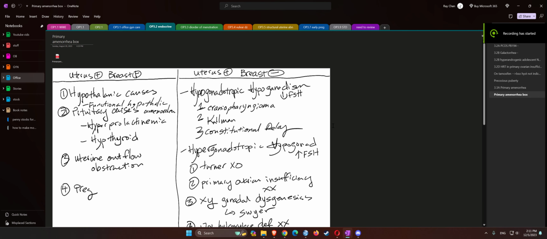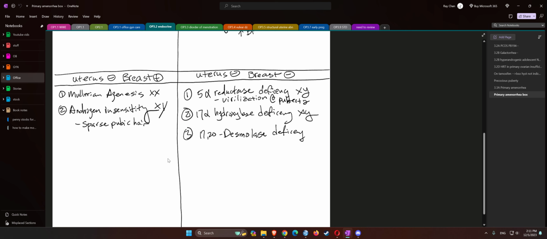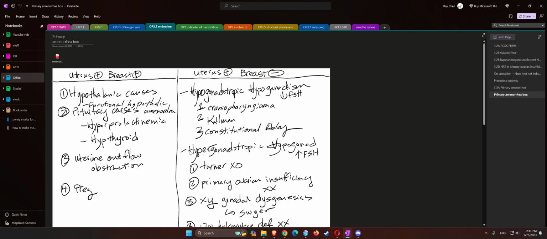A teenager comes in. She is 15 years old and hasn't had a period. How do you evaluate her? I would perform a history and physical.